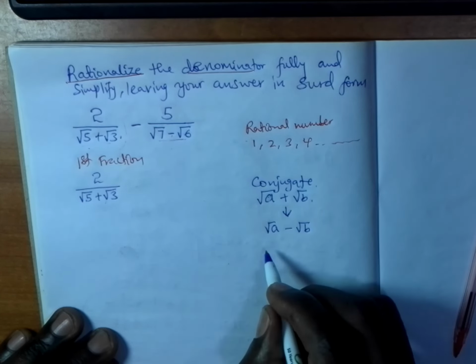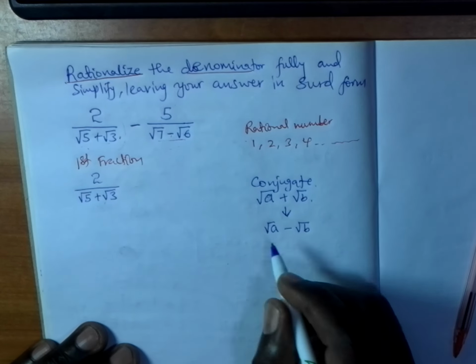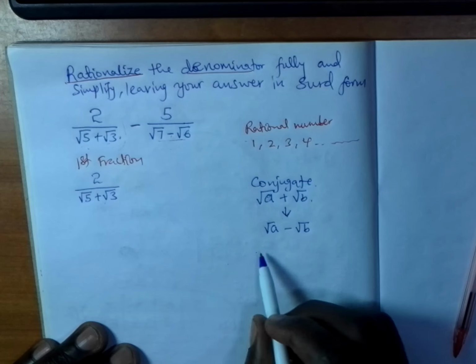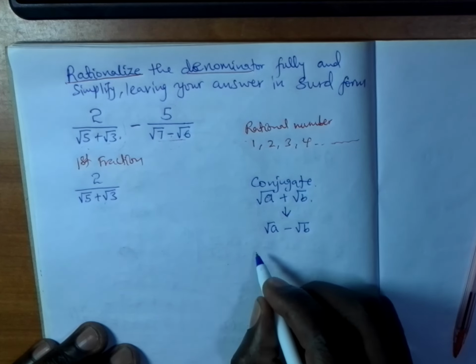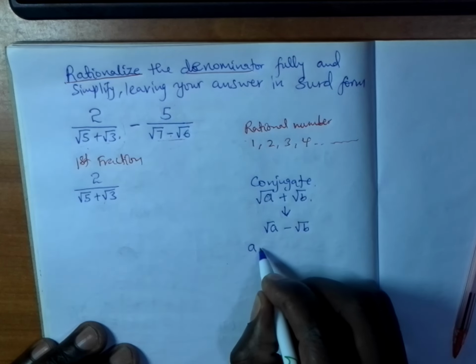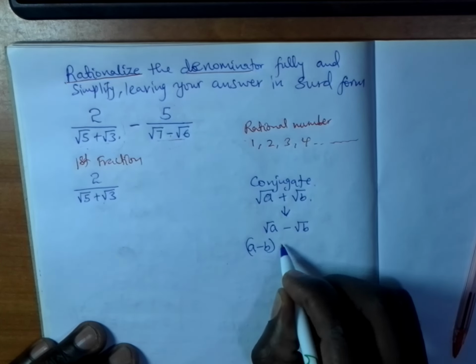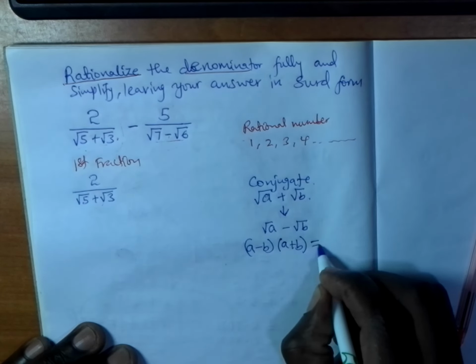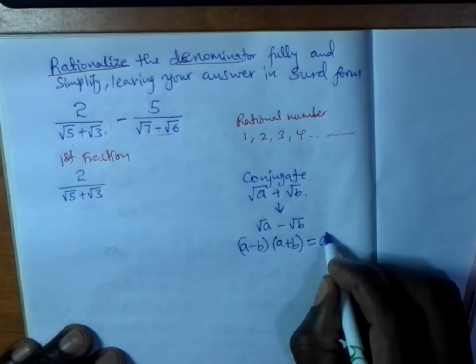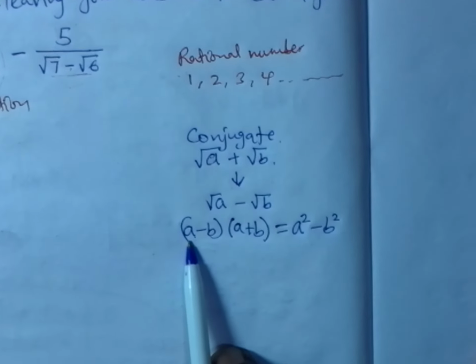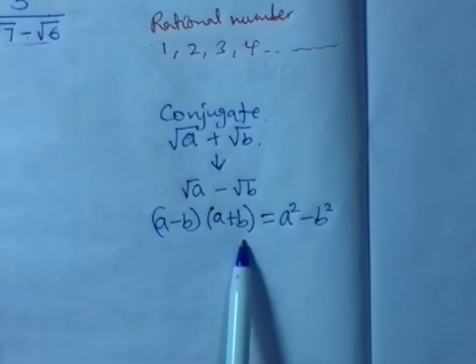Bearing in mind the quadratic identity, the difference between two squares, that is a minus b multiplied by a plus b will give us, if we expand, a squared minus b squared. And that is the same concept we are going to use here.